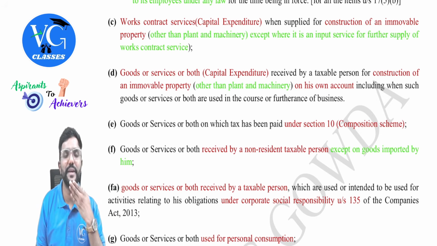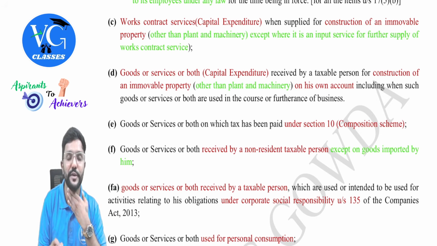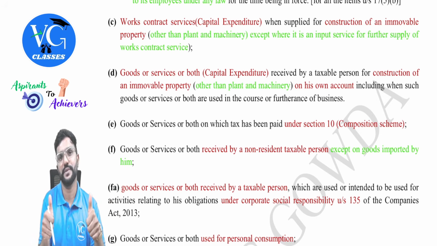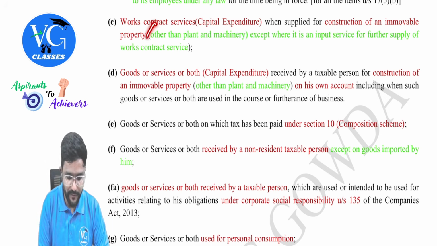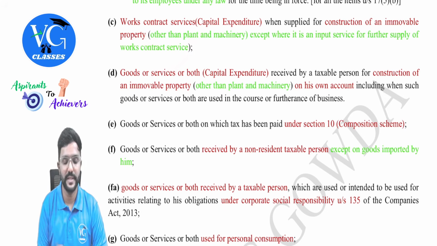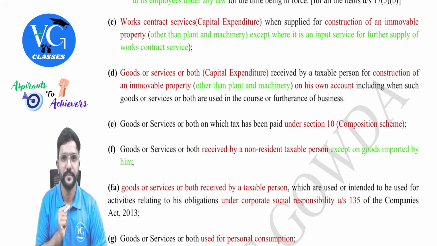Sir, what if it is for any repair work and all, which I have treated as revenue expenditure? Credit is available, guys. Credit is available. Okay, sir. Next, even if it is used for the following purpose, credit is available. What is it? Other than plant and machinery. So if works contract services is taken for the construction of plant and machinery, credit is available.